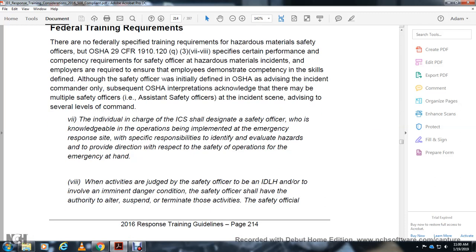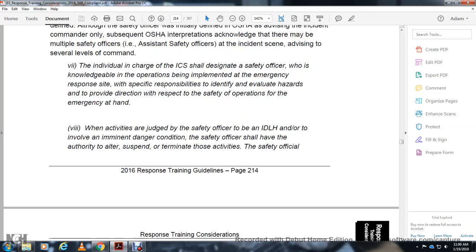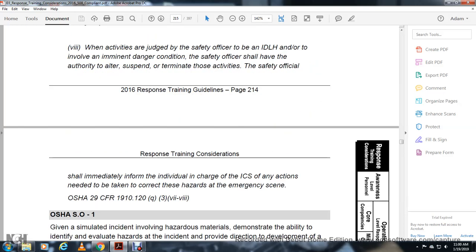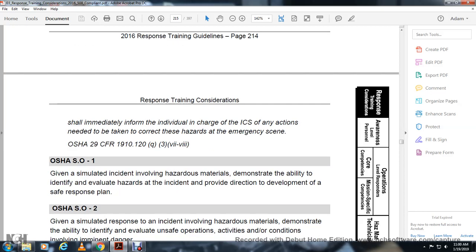When activities involve the safety officer in immediate danger to life and health, or involve an imminent danger condition, the officer shall have the authority to alter, suspend, or terminate those activities. Safety officials should immediately involve the command system for any of the actions needed to correct the hazard in the emergency scene.